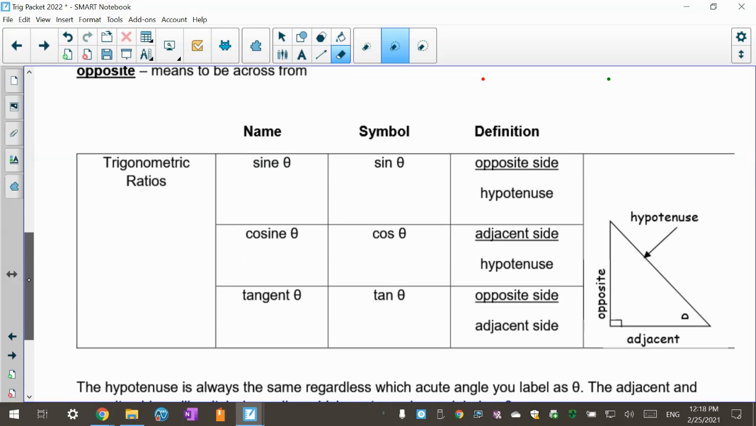Now we're going to talk about some trig ratios. We have three that we're talking about today. The main three are sine, cosine, and tangent, and we're going to use theta as an angle. Sometimes you'll see an x, but when I say angle, I'm going to use a less than sign with the arc. Sine theta, cosine theta, and tangent theta. And they talk about the ratios.